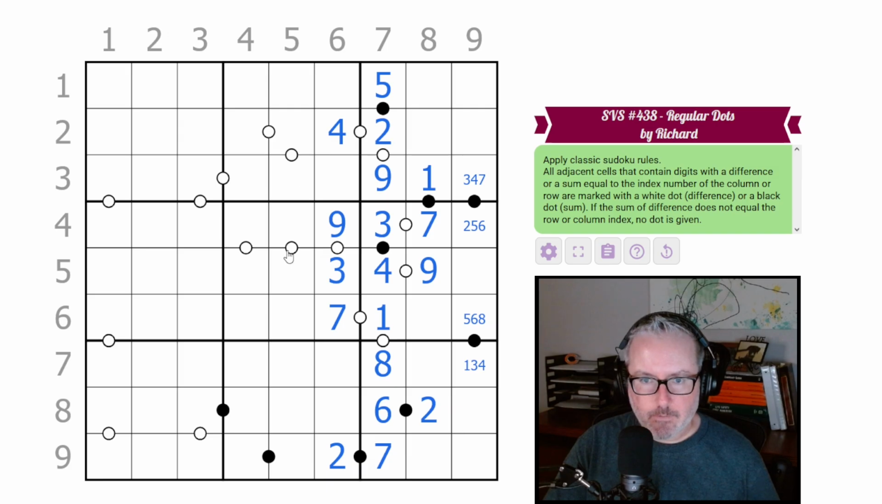Okay, let's move on to maybe these guys, because we have some restrictions to this 5 now. Because these as well have to be different by 5. So it could be 1, 6. It can't be 2, 7. It can't be 3, 8. And it can't be 4, 9. This is a 1, 6 pair.